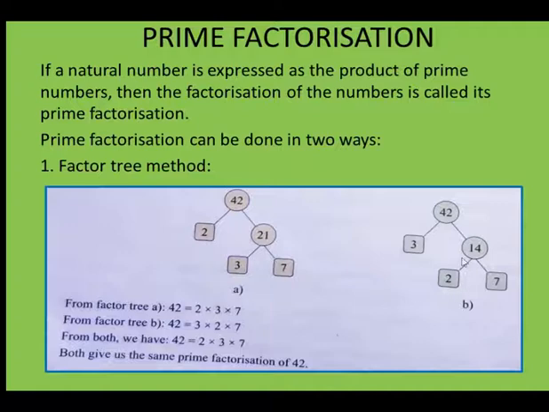Okay. Either you can take it in this way, 42 by 3. So 14, 14 by 2, 7. Again the factors will remain the same, 3, 2 and 7. Okay. So this is the factor tree method.